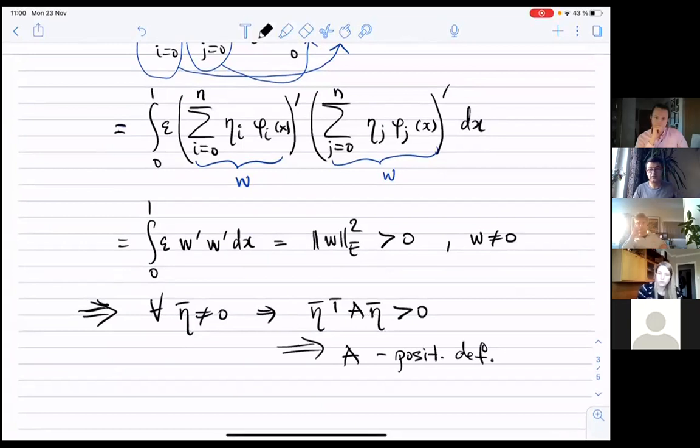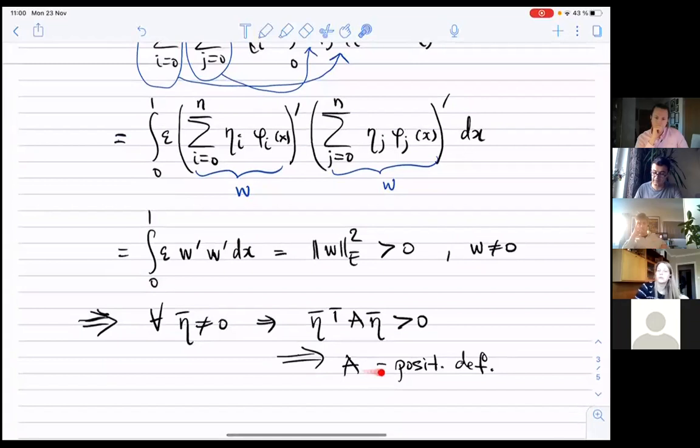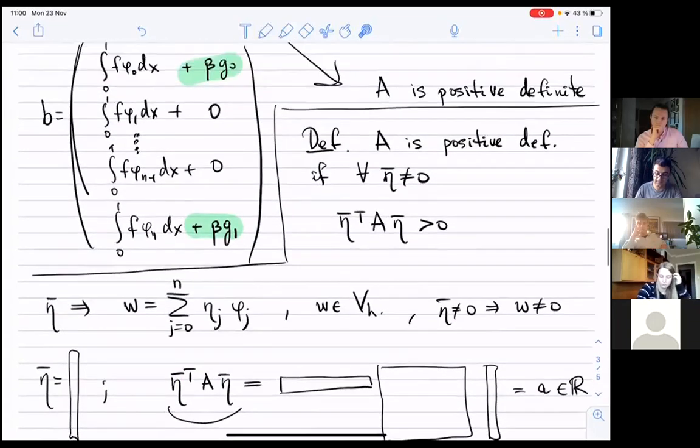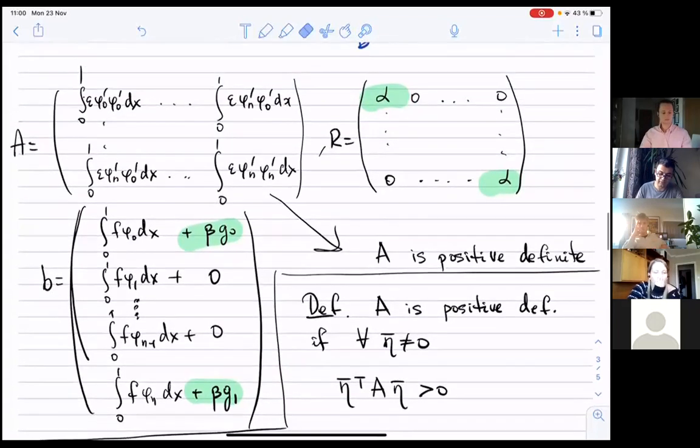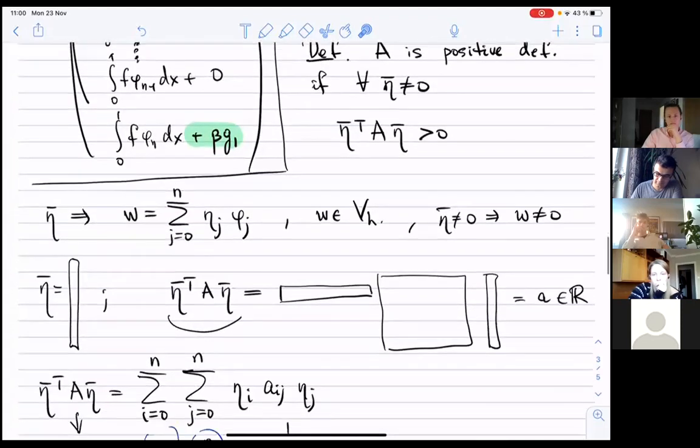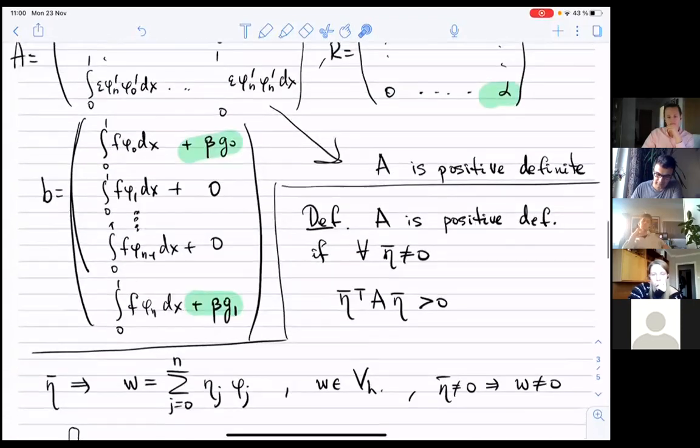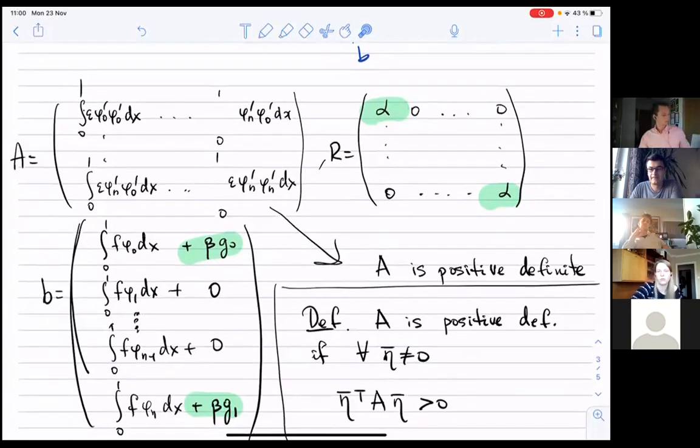So the theory in linear algebra says that if A is positive definite, it's non-singular. So this is related to your question: if A is singular, A is non-singular. Actually, A is positive definite. You can always invert. Is there any question? Okay. So if there's no question, I can make one remark.